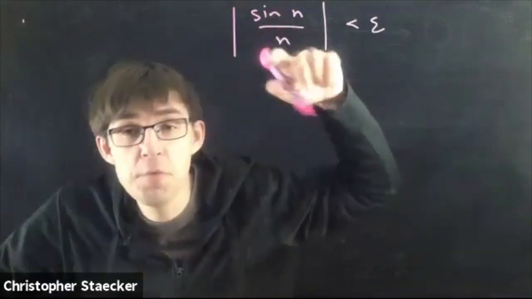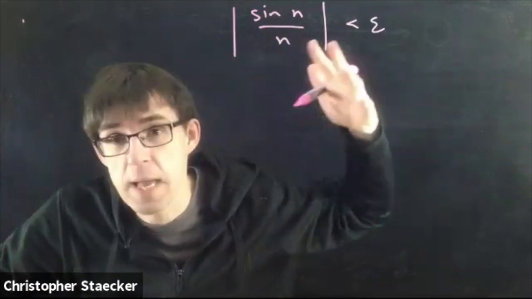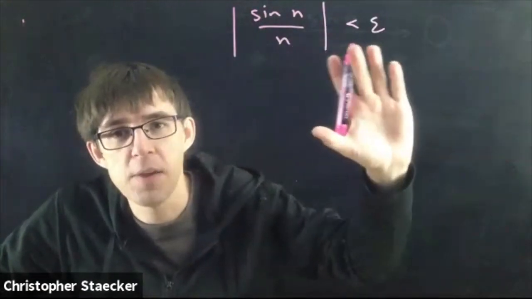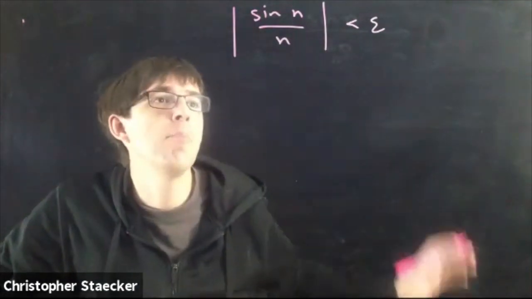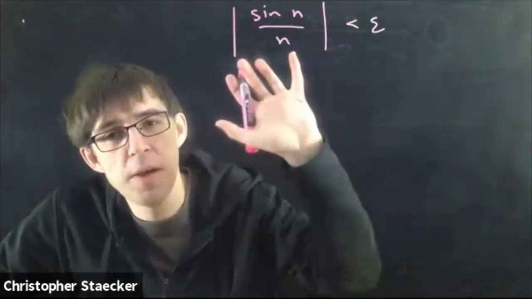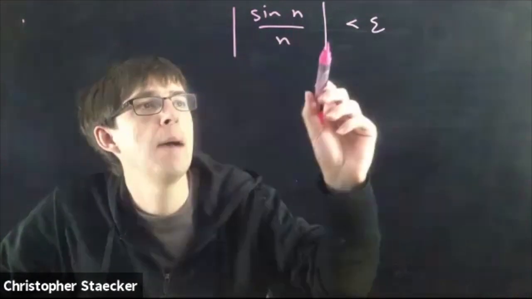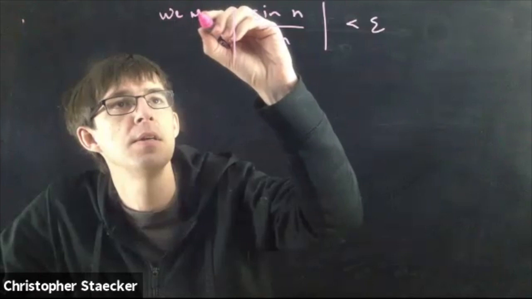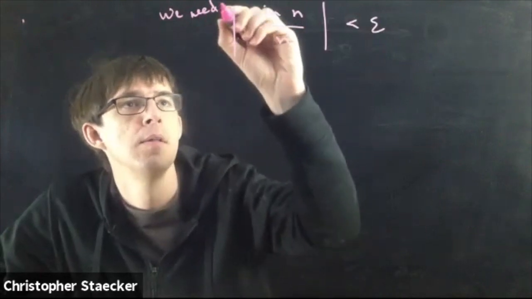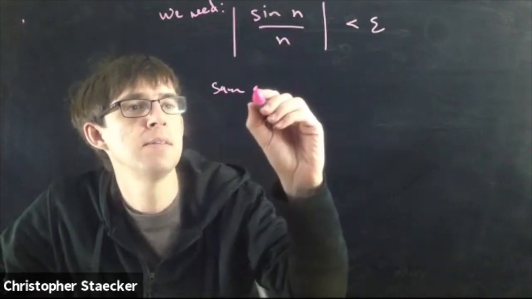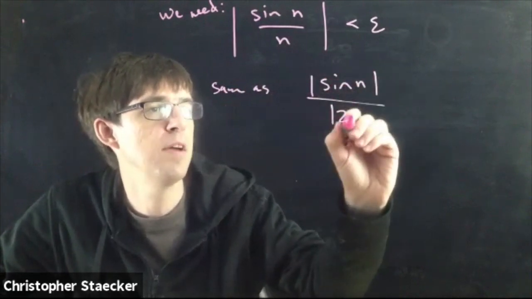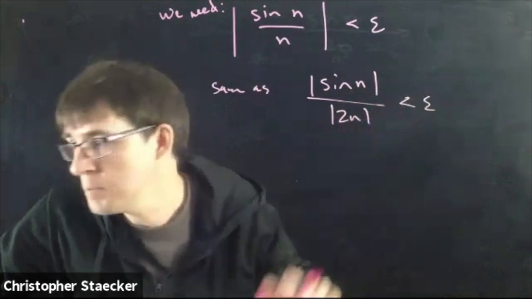Hopefully you can write the beginning of the proof just as we always do. Once you get down to this point is where you have to have a real idea for yourself. The first thing you can do is use absolute value signs. Perhaps you remember the absolute value of a quotient is the same as, so we need this to be true, right? This is the same as absolute value sine n over absolute value 2n less than epsilon.